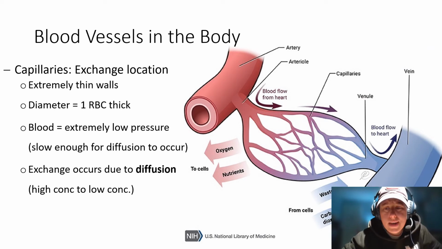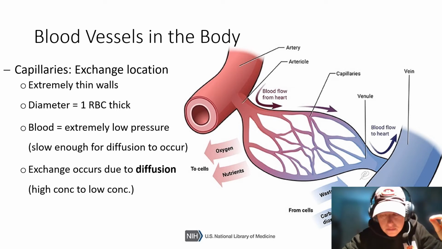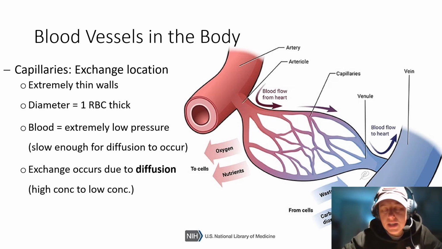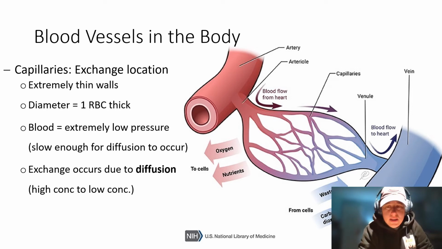Capillaries is basically where gas exchanges take place. The walls are very, very thin, only 1 cell thick. And this is actually because of diffusion. For substances to leave the bloodstream and get into cells, they can only move over very, very small distances. So the thinner the cell wall, the easier it is for the substance to leave the bloodstream and get to where it needs to go. The pressure is also very, very low, and it's low because it needs to be slow enough for these exchanges to take place.